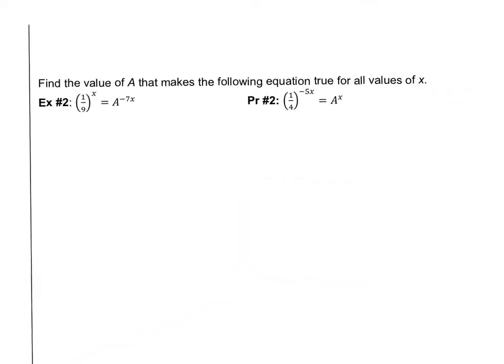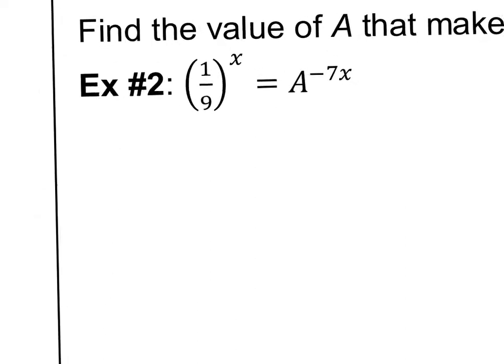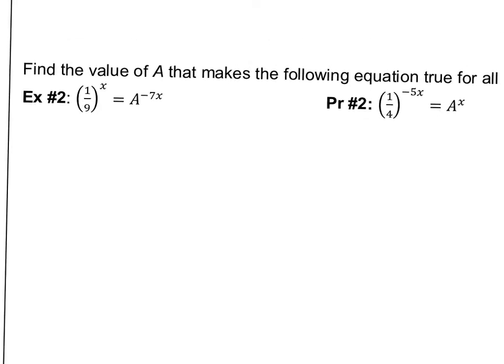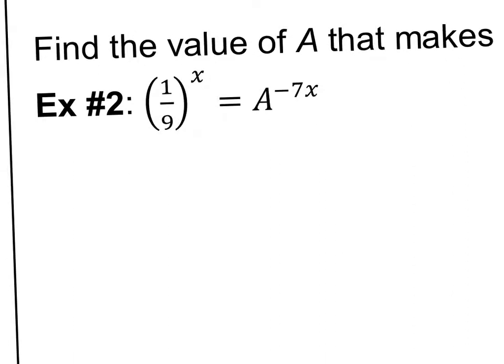Okay, so these functions are a little tricky. So let's take a look at example number 2 here. I'm going to zoom in. And they want me to solve for A, right? So find the value of A that makes the following equation true for all values of x. So basically I'm solving for A, but it's weird because there's an x in here as well.